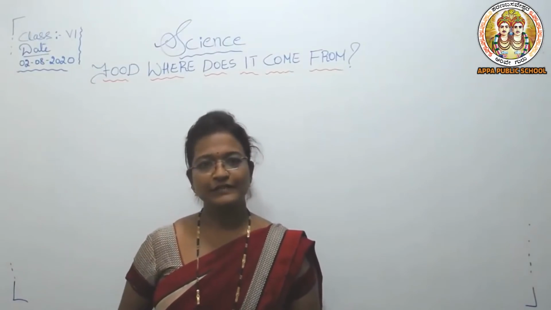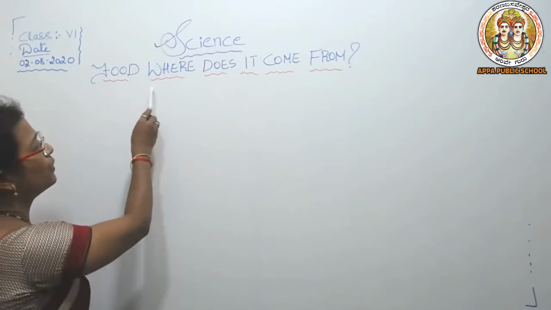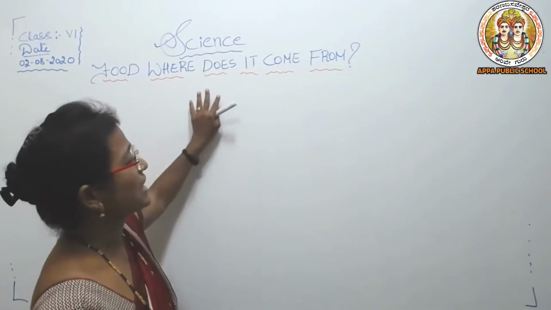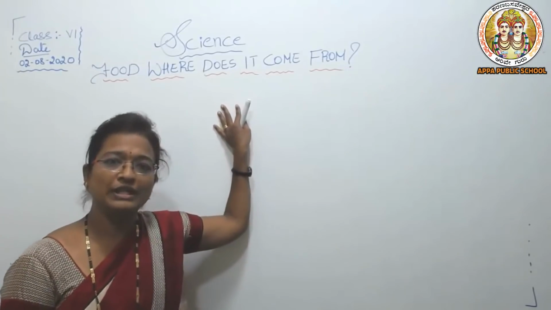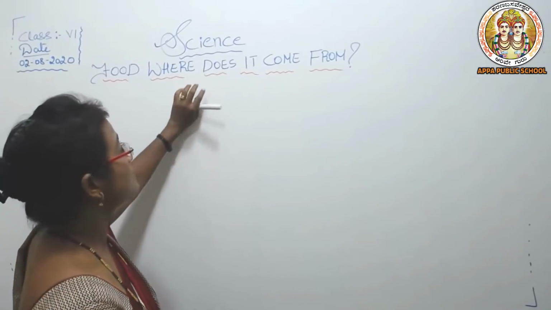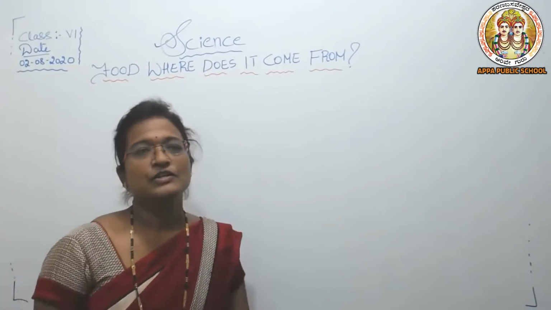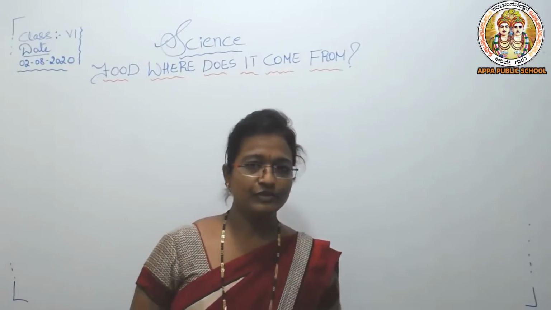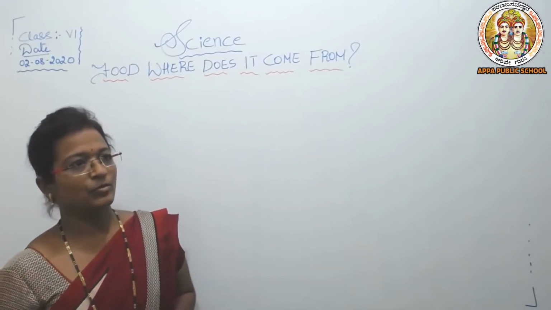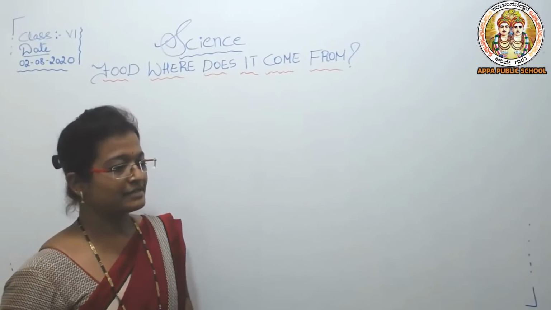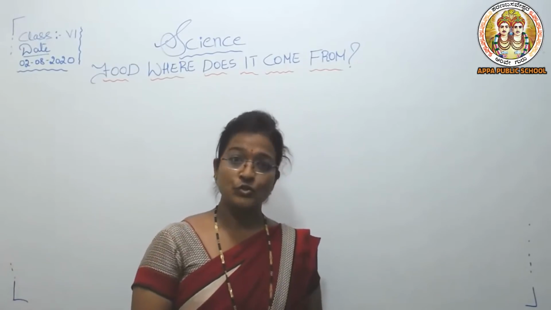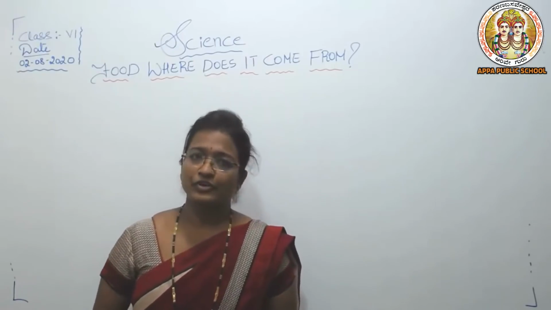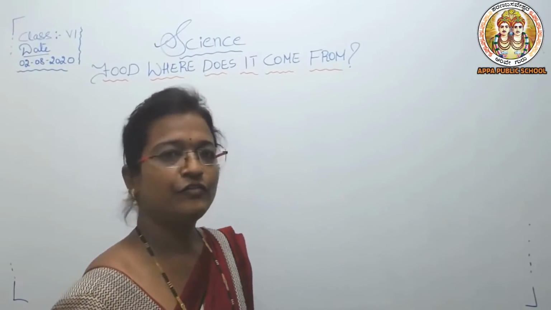So today I am here with the topic, food, where does it come from? Before starting this chapter, I want to tell you the topics which we are going to cover in this chapter. First we are going to learn about what variety of food. Next, we are going to learn about ingredients. After that, we are going to learn about sources of food. And at last, we are going to learn about types of organisms on the basis of their food habits.